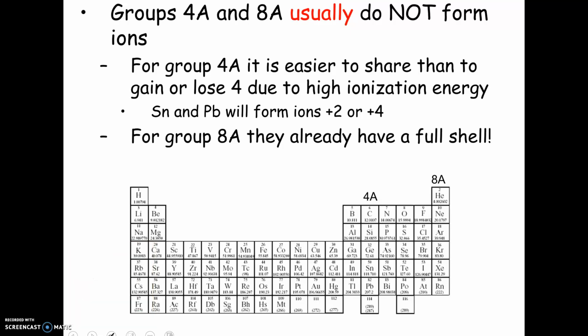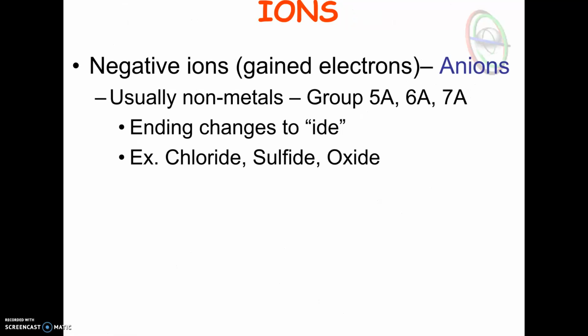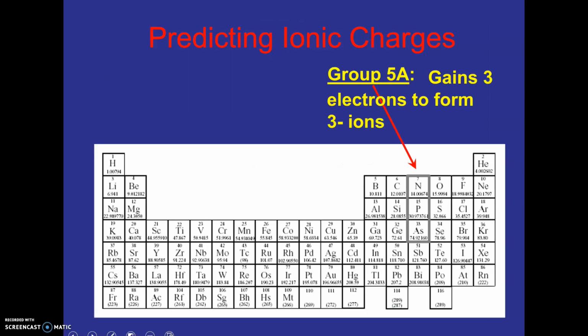All right, now let's go back and talk about negative ions. For negative ions, we're going to change the ending to "ide." So these are going to be non-metals, and they're going to be on the right side of the periodic table. For example, chlorine becomes chloride, sulfur becomes sulfide, oxygen would become oxide. Now, people were getting thrown off in class by this one. If you notice here, these are going to form a -3 charge.